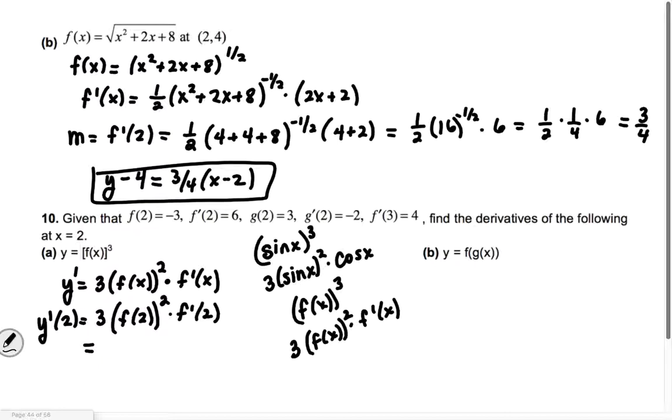So f of 2 is going to be negative 3. So we have 3 times negative 3 squared times f prime of 2, which is 6. I should know this in my head, but that's fine. So I get 3 times 9 times 6, which is 162. That's our answer. Does that make sense?